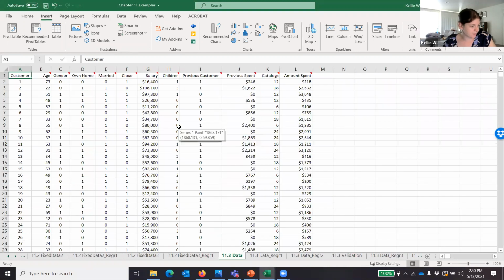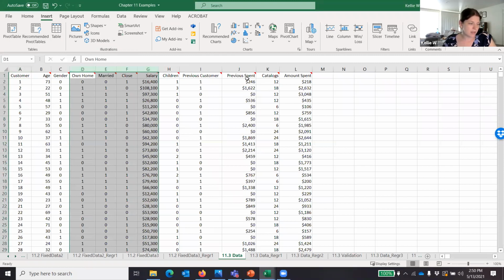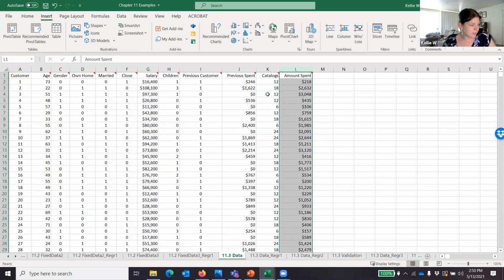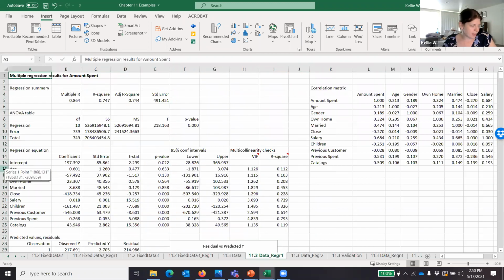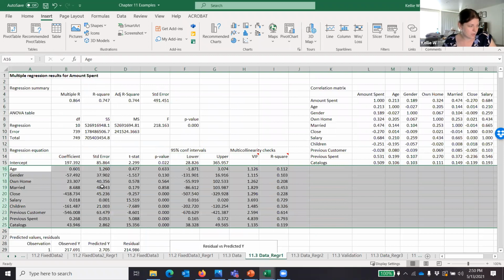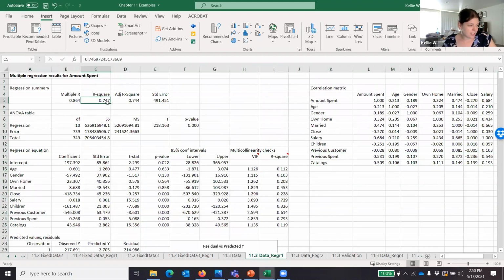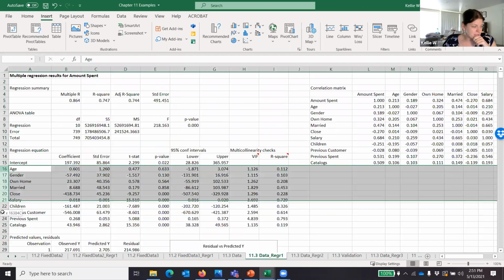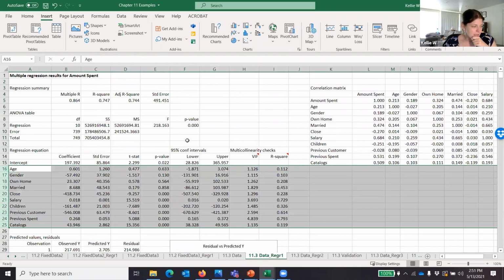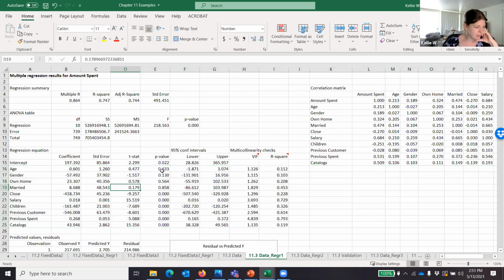So here's our data. Age, gender, whether or not they own a home, salary, and we're trying to predict amount spent based on all these other things. So let's run it with everything. Not a terrible R-squared overall, but we need to look at the coefficients. So looking at this, you go here. Let's just highlight things that don't look right off the bat.